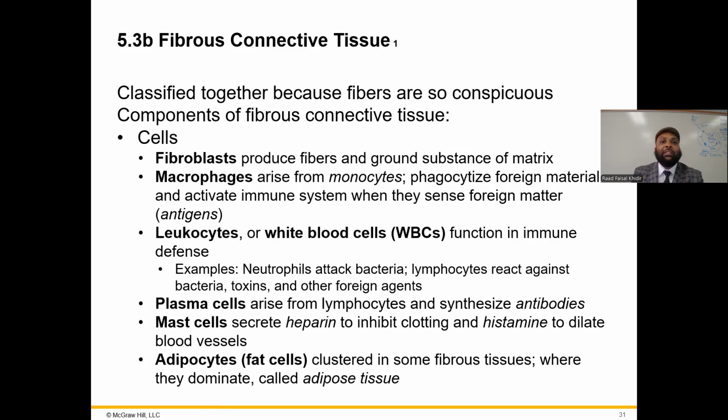Adipocytes are fat cells, and they are clustered in some fibrous tissue, where they dominate, and they are called the adipose tissue.